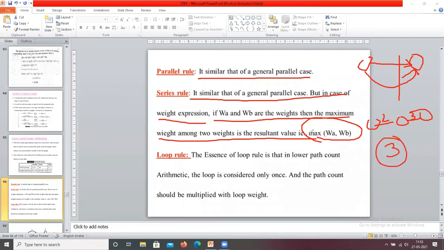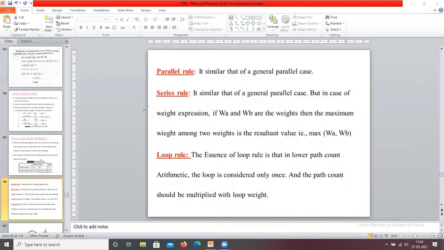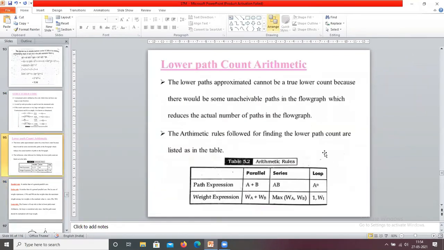Okay, the loop rule. The essence of a loop rule is that in path count arithmetic, the loop is considered only once and the path count should be multiplied with the loop weight. That means if you observe, the result here is 1 comma W1. We consider the loop only one time and the weight of the loop, so that is 1 comma W1.